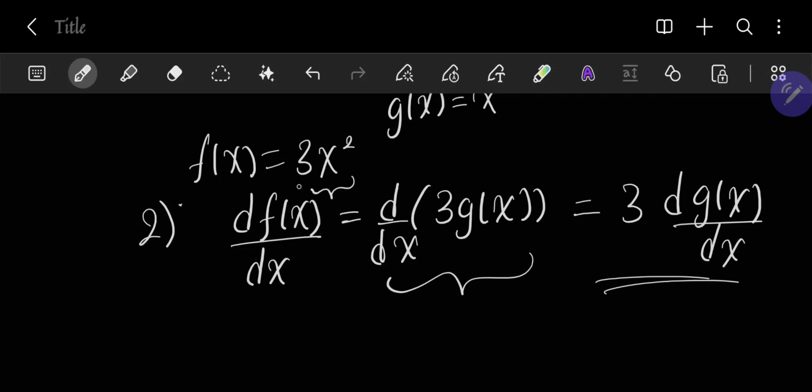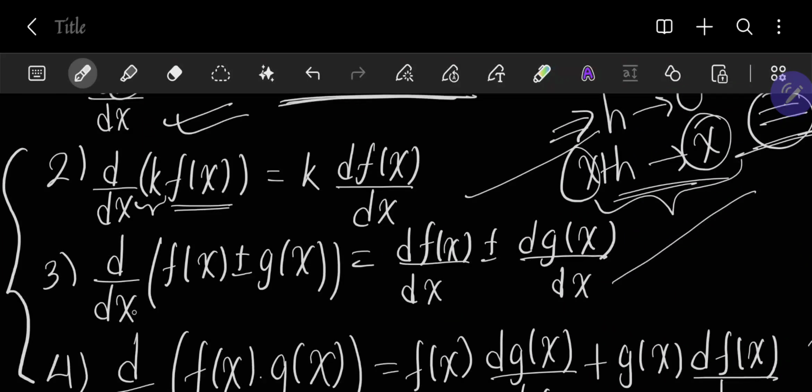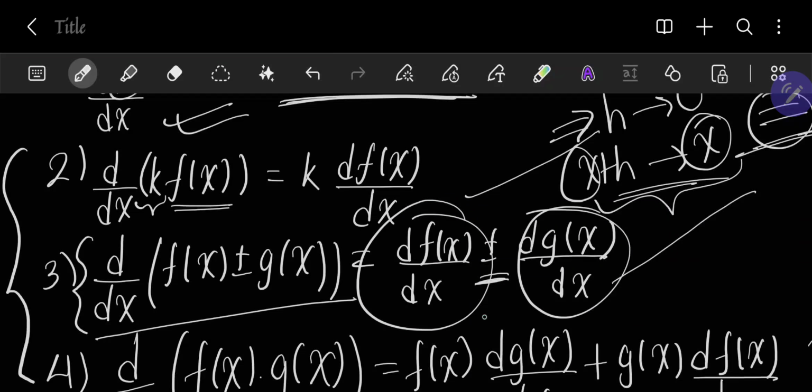It states that if we have a constant before a function, we can essentially pull out that constant before the derivative and just take the derivative of the function. So it's a pretty straightforward rule, and moving forward, this is the sum or the difference rule, which states that if we are taking the derivative of the sum or the difference of two functions, then that will be equal to the sum or the difference of the derivatives of each of those functions.